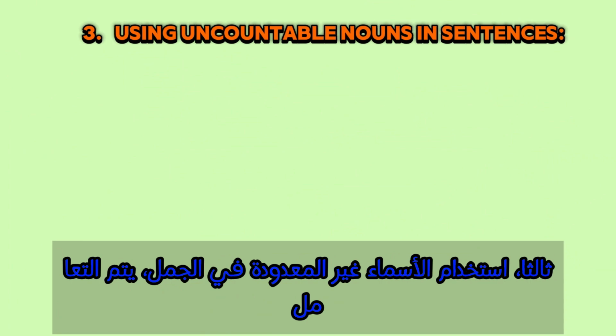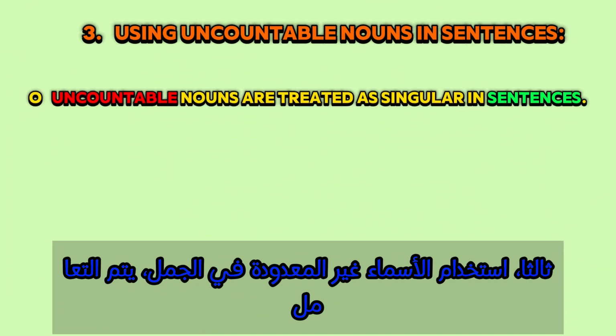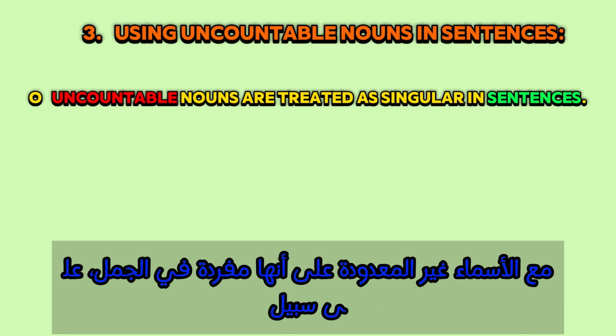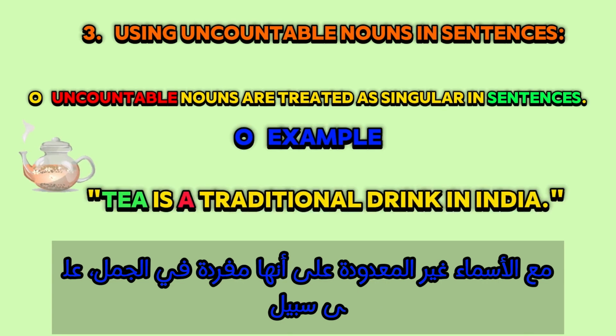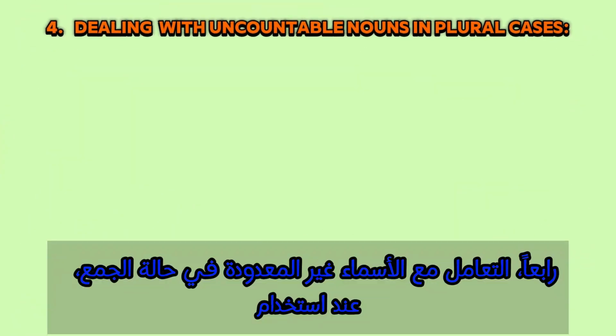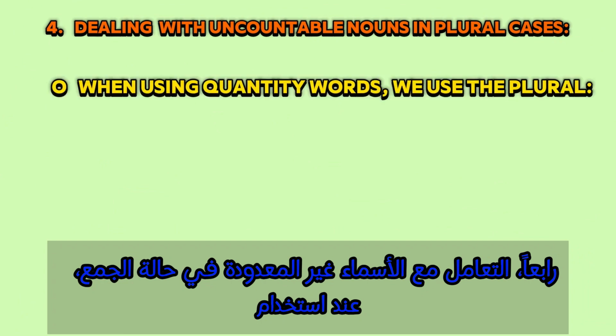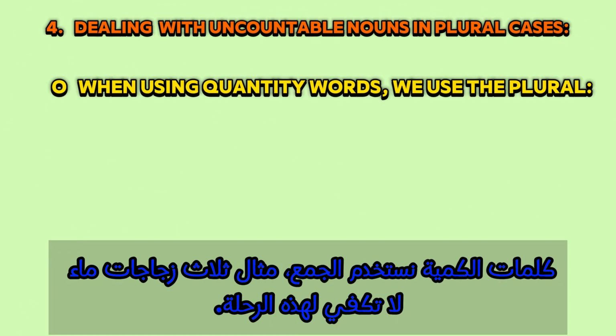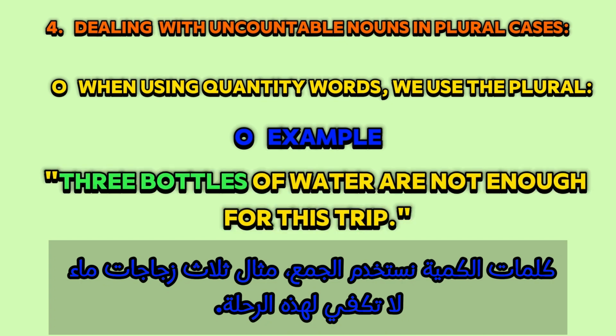3. Using uncountable nouns in sentences. Uncountable nouns are treated as singular in sentences. Example, tea is a traditional drink in India. Milk has many benefits. 4. Dealing with uncountable nouns in plural cases. When using quantity words, we use the plural. Example, 3 bottles of water are not enough for this trip.